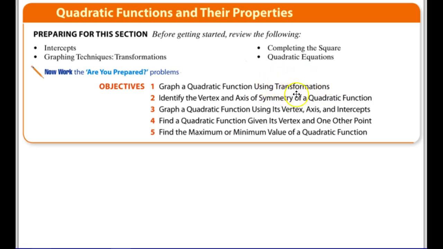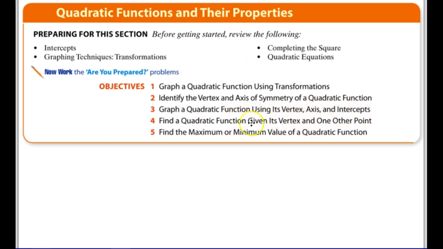And hopefully you've seen these transformations before. We're going to be using A, H, and K. Then we're going to look at the vertex and axis of symmetry of a quadratic function. We're going to look at how we can find that from a graph and from the equation. So we're going to graph these quadratics using the vertex, the axis, and the intercepts.